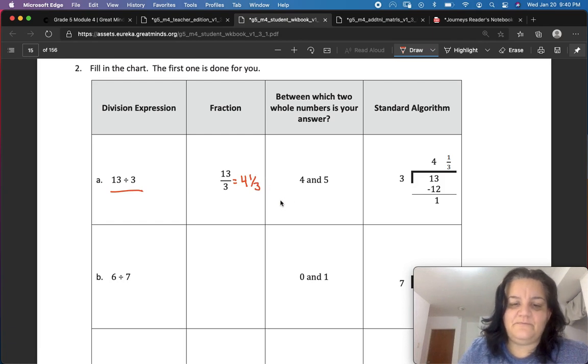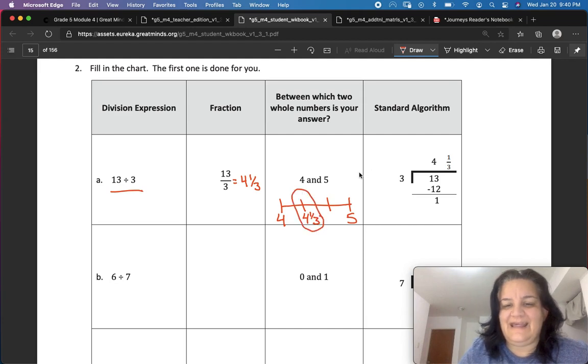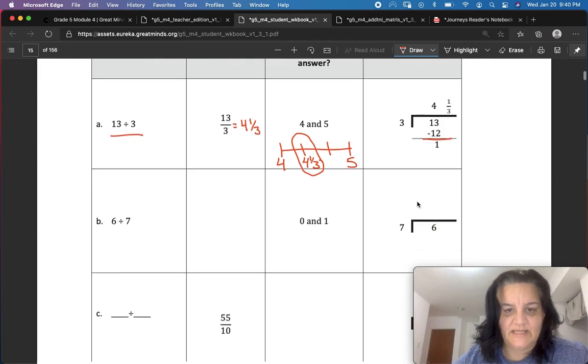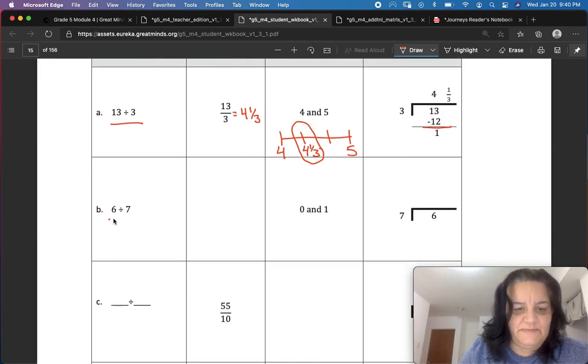So 4 and 1/3, that's 4 on a number line, and this is 5 on a number line. 4 and 1/3 would be right here, okay? And our standard algorithm, 13 divided by 3, 3 goes into 13 4 times. 4 times 3 is 12. Remainder 1, 1/3. Okay. All right, let's try B. There's our equation. It's already written for us. So now we're going to turn that into a fraction. 6 over 7, 6 sevenths.